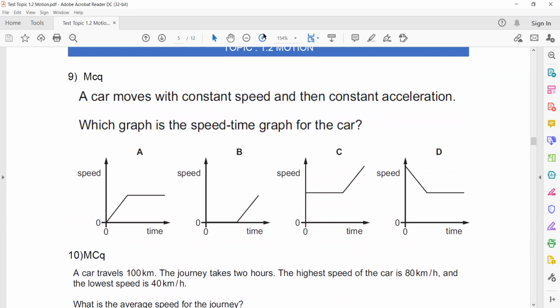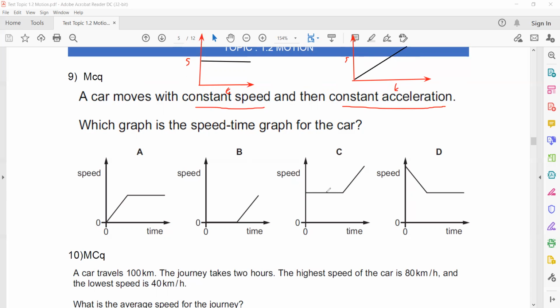In question 9, a car moves at a constant speed, then constant acceleration. So for a speed time graph with a constant speed, it should be a horizontal line above the origin. And constant acceleration, or uniform acceleration, for a speed time graph, is one in which the speed is changing at a constant rate. So it will be a straight line from the origin.